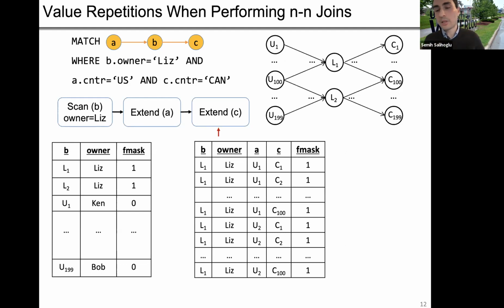So, for example, in this example that I'm showing, the node L1, Liz's first account, has 100 input neighbors from United States and 100 output transfers to accounts in Canada. So it's part of essentially 100 times 100, 10,000 tuples, 10,000 paths, if you will. Okay, so that inevitably leads to a lot of data repetitions in the intermediate data that's passed between operators.